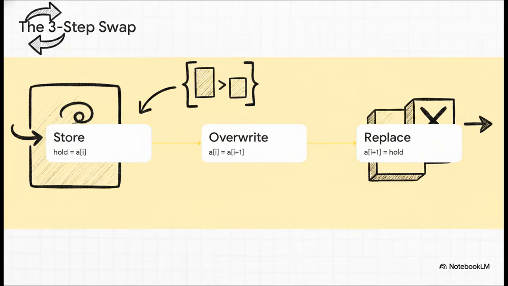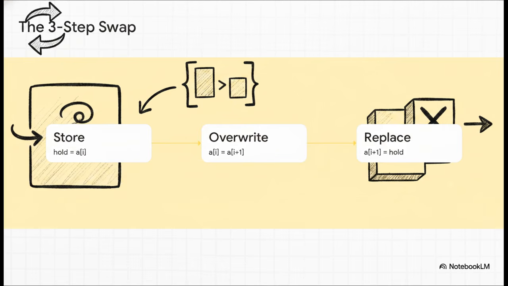So the crucial point is how the actual swapping happens inside that inner loop. If the element on the left is greater than the element on the right, we've got to swap them. To do this, we use a 3-step assignment process. It's kind of like a shell game. First, we park the left element in a temporary variable called hold. Second, we overwrite that left element with the right element. And third, we take the original value waiting in hold and drop it into the right element.